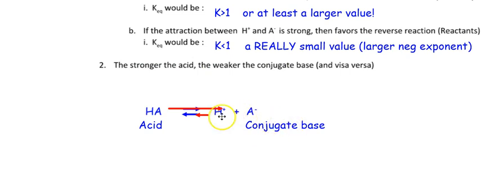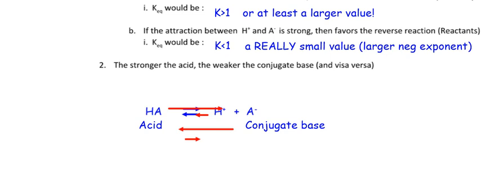This base is not going to reclaim an H plus and make more of the HA, is it? What about the vice versa? What if the conjugate base is super duper strong? It's going to grab that H plus and make more HA. What does that mean? Not much of the HA is going to break up again. So the stronger the acid, the more it splits up, the less likely the conjugate base is going to remake the acid.